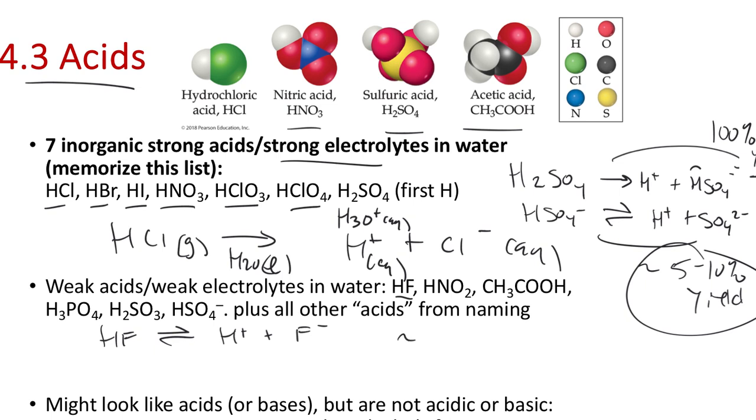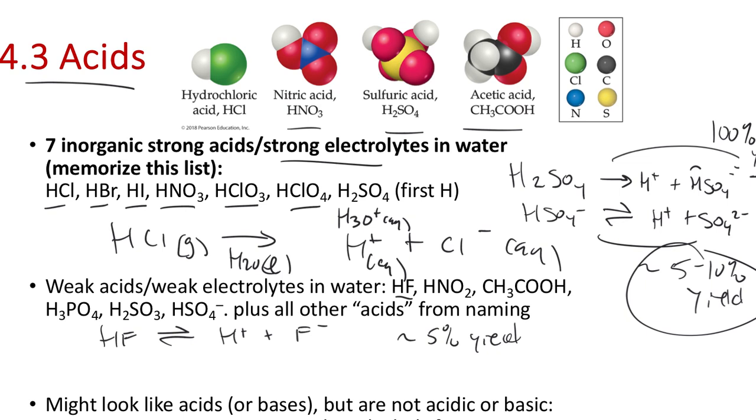But our weak acids, we're not going to get anywhere near 100% ionization. And so if this reaction is only taking place about 5% yield, then we don't have very many ions in solution, not as many as we would have for an HCl solution. If you have a mole of HCl in a liter of water, you have 2 moles of ions in the solution. If you have a mole of HF in solution and it's only dissociating 5% of the time, then we have about 0.1 moles of ions per liter of solution.